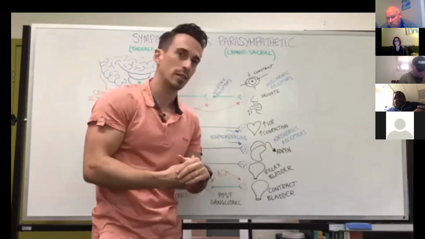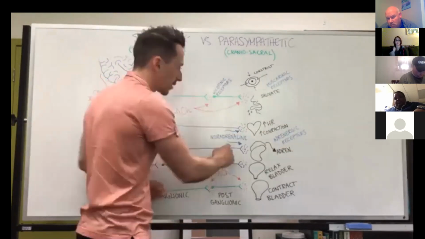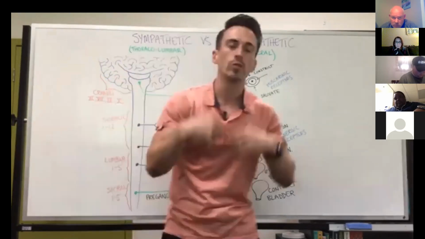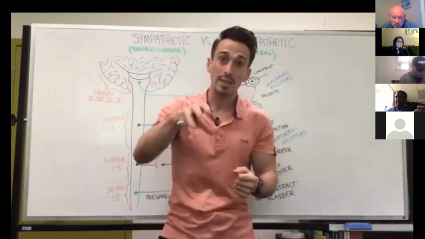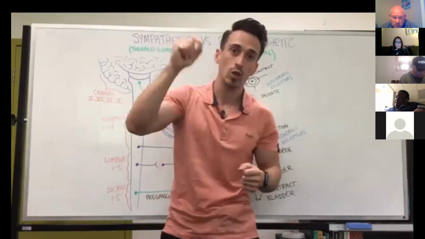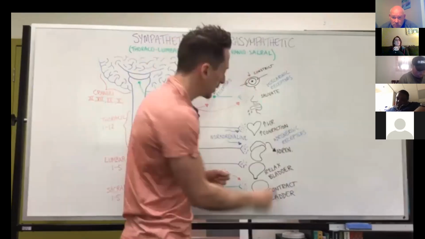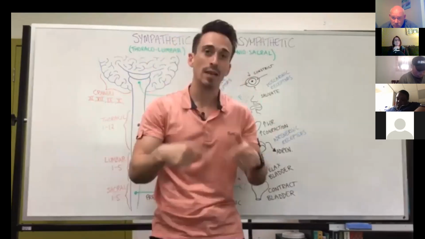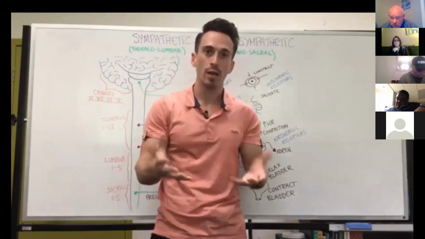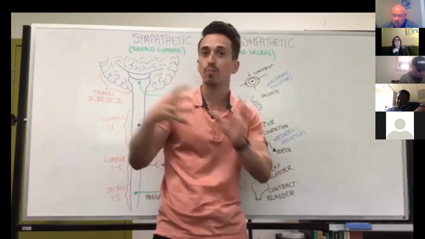So that means the preganglionic neuron that travels to the adrenal gland releases acetylcholine, binds to the nicotinic receptors on the adrenal gland, but then it releases adrenaline. So that means the adrenal gland acts as a postganglionic neuron. So these are the major differences between sympathetic and parasympathetic nervous systems.